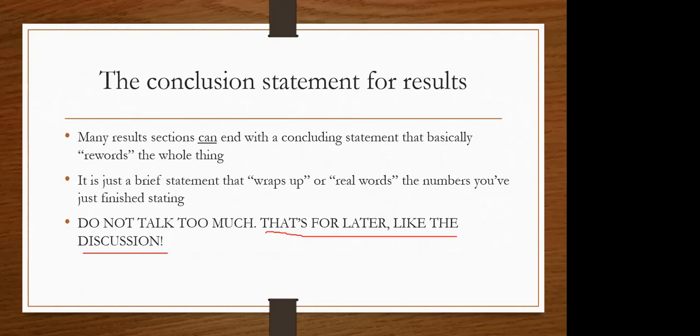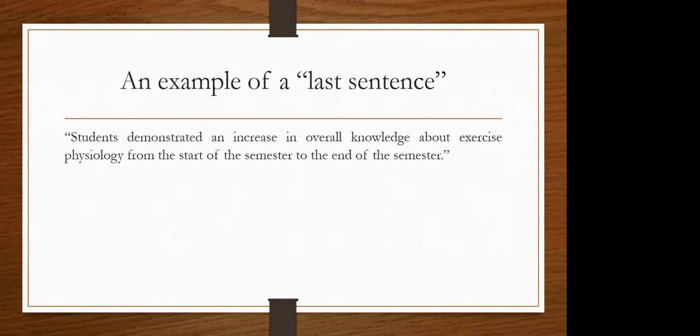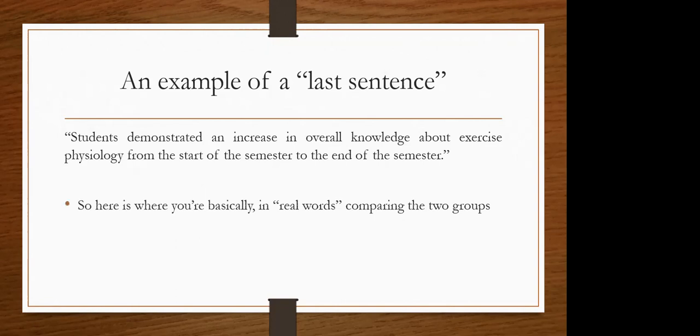Do not do that. And here's an example of the last sentence. Students demonstrated an increase in overall knowledge about exercise physiology from the start of the semester to the end of the semester. Okay, and even then, that could be a little bit of an opinion. Really, it's just that they had a higher test score. But you can make a reasonable assumption that because it's testing knowledge, they demonstrated an increase in knowledge. So again, here basically in real words, you're comparing the two groups. You're breaking it down in real words for the reader. Simple.